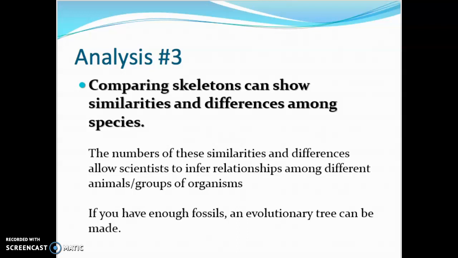Okay, so DNA is always best. Skeletons are second. It's what we like to use second. Okay, and then finally, number 4 asks you to look again at skeleton A.